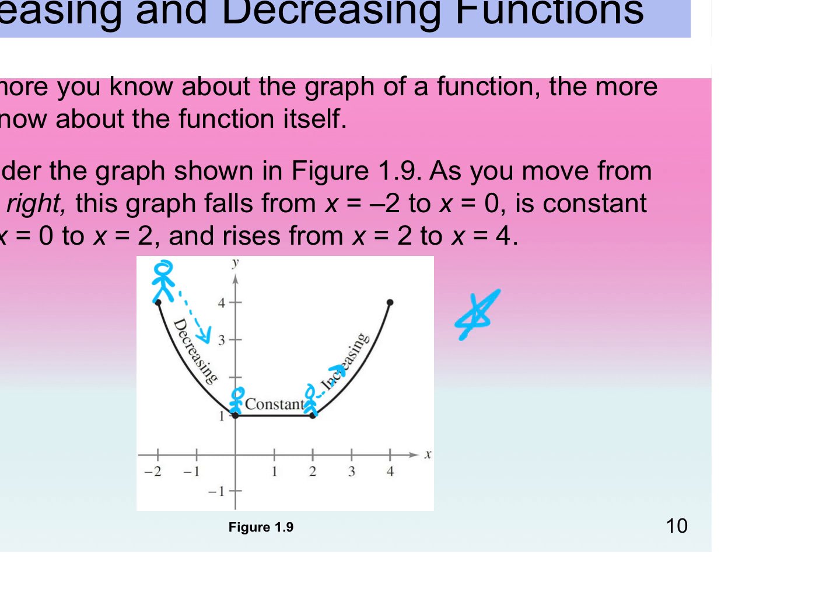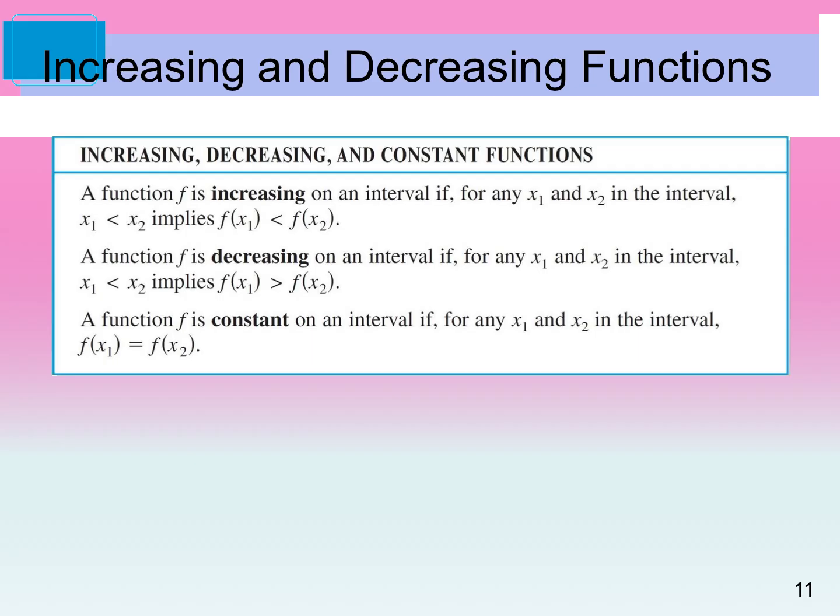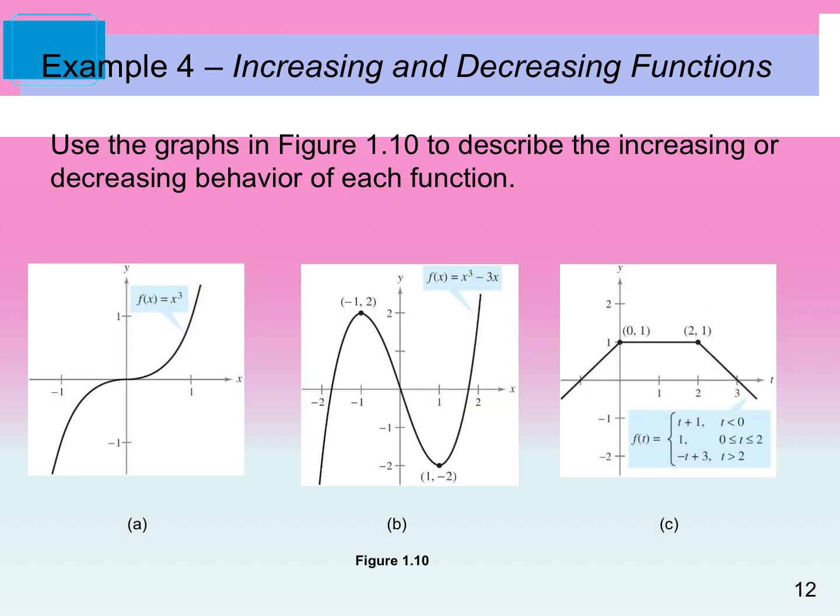For intervals of increasing, decreasing, and constant, you're always going to use parentheses, and it is always the x values. You always use parentheses because you can't be both increasing and decreasing at the same time. Next page just talks about the formal definition of increasing, decreasing, and constant. We're going to go to example 4.